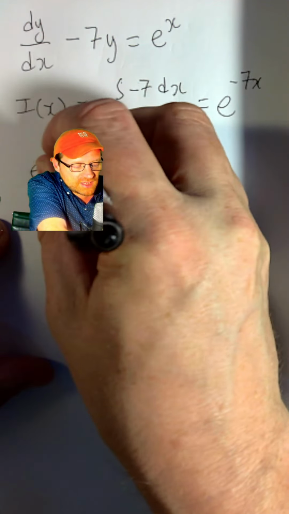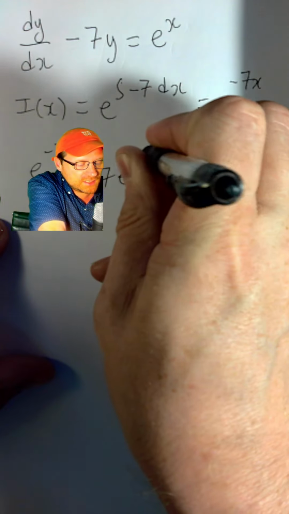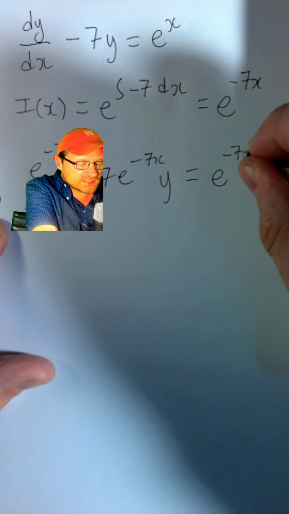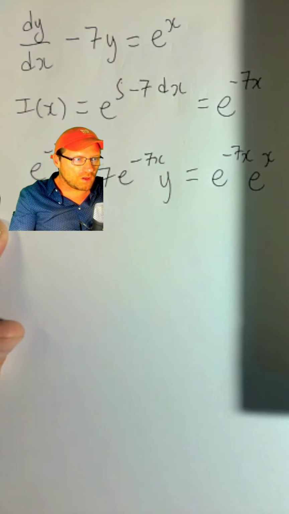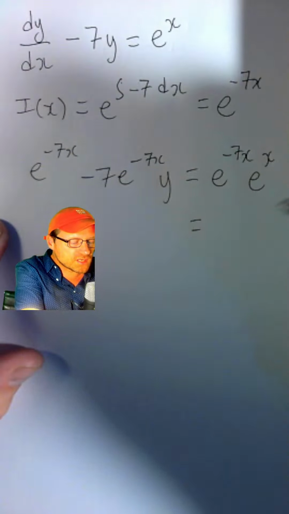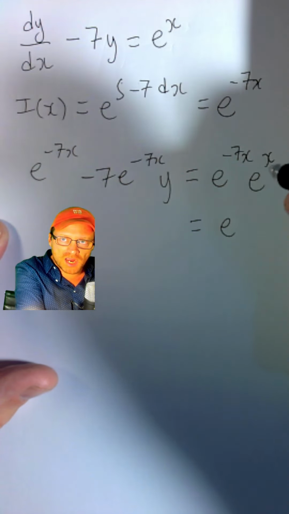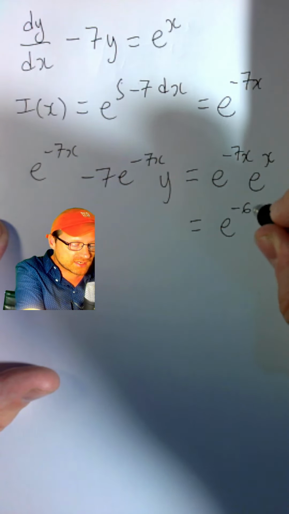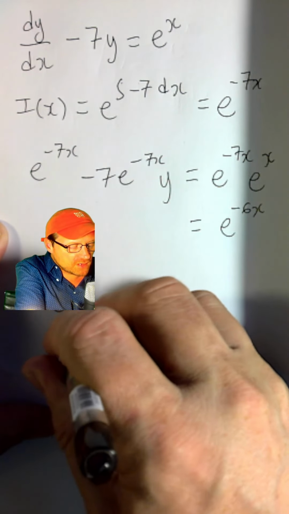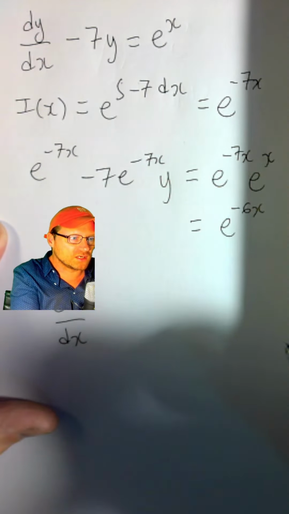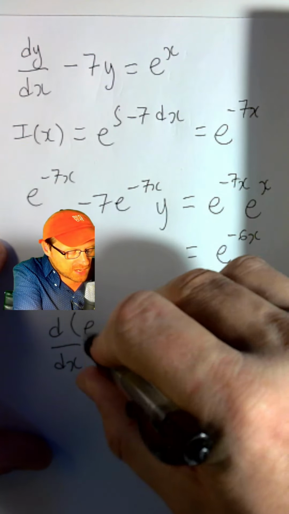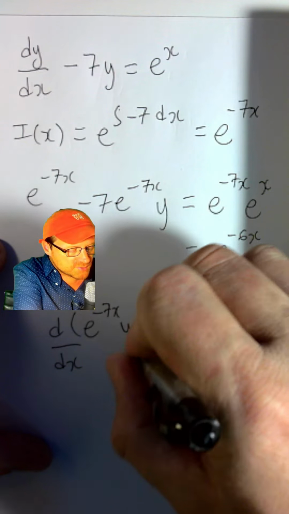e to the minus 7x, minus 7 e to the minus 7x times y, equals e to the minus 7x times e to the x. Now on the right hand side, we can add the exponents. And so we'll have e to the x minus 7x, which is minus 6x. On the left-hand side, we have the derivative of a product because we can use the product rule on this. So that's the derivative of the integrating factor, e to the minus 7x, times y.